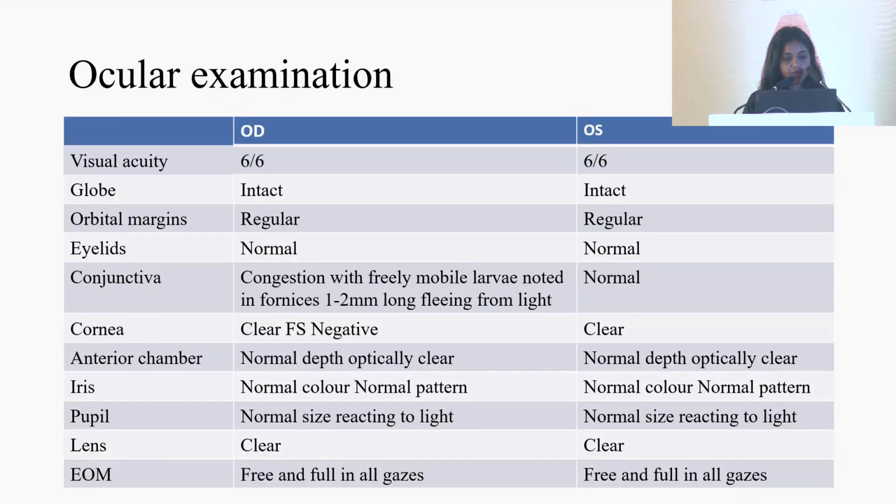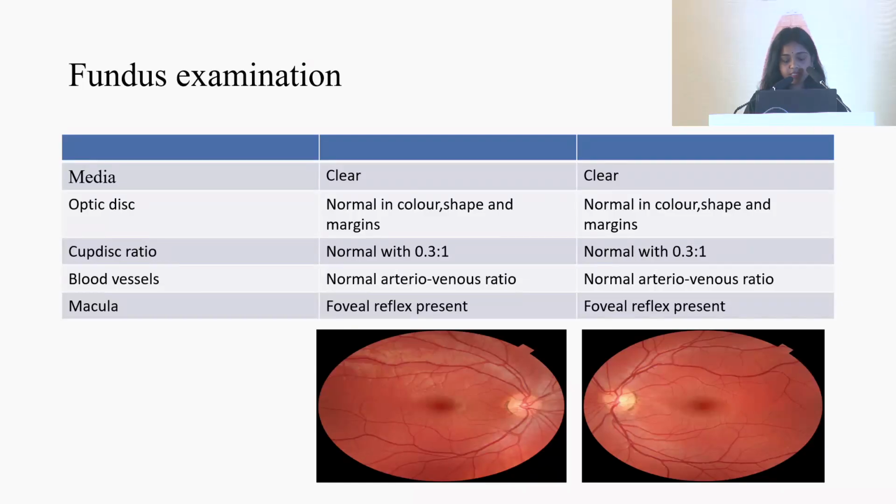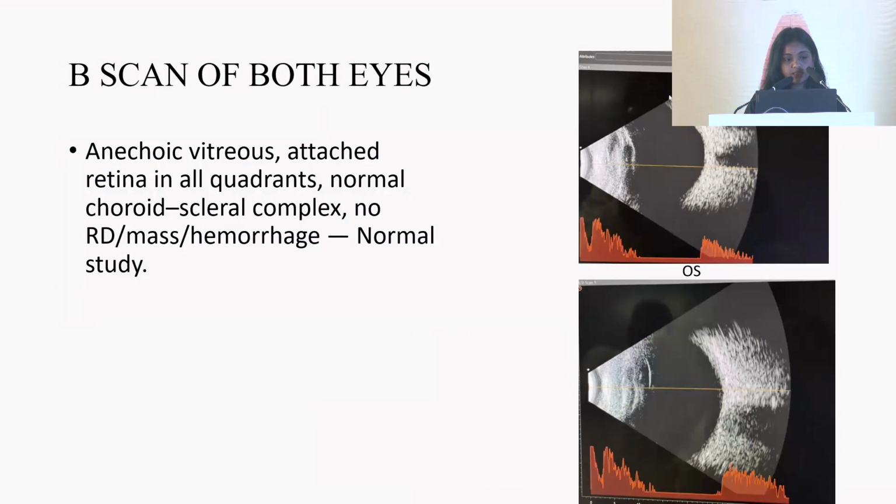Coming to the ocular examination, right eye, the visual acuity was normal, globe was intact, orbital margins were regular, eyelids were normal. Coming to the conjunctiva, congestion was noted with freely mobile larvae noted in the fornices, 1 to 2 mm long, fleeing from light. Cornea was clear and fluorescein stain was negative. Other parameters were normal. Coming to my left eye, all parameters were normal, no significant abnormality detected. Coming to the fundus examination, fundus was normal. B-scan both eyes showed no retinal detachment, mass, or hemorrhage, and a normal study.